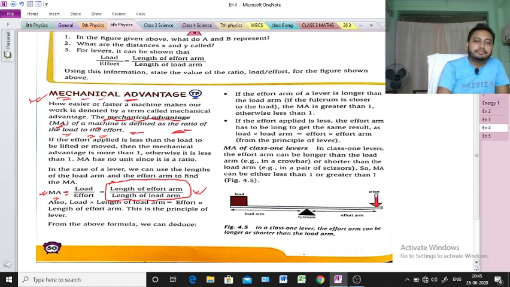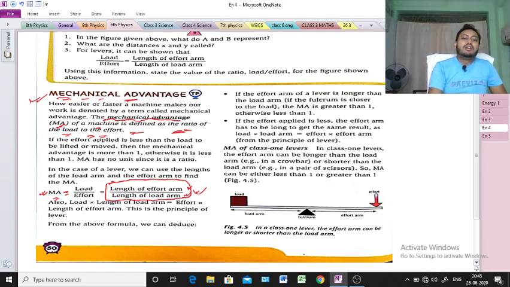Now, what is the importance of mechanical advantage? You can understand one thing: mechanical advantage is the ratio of two arms. Here also an arm and here also an arm, that means in the numerator also an arm and in the denominator also an arm. So what will be the unit? It is a unit-less quantity. Clear? There will be no unit because it is length by length, so the length will cancel. I hope you understand.